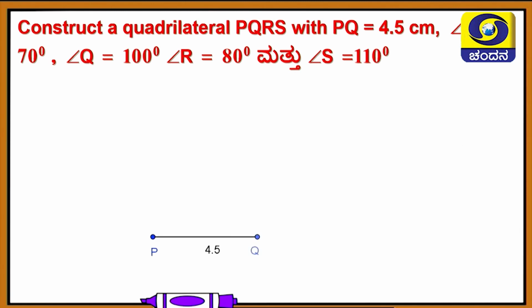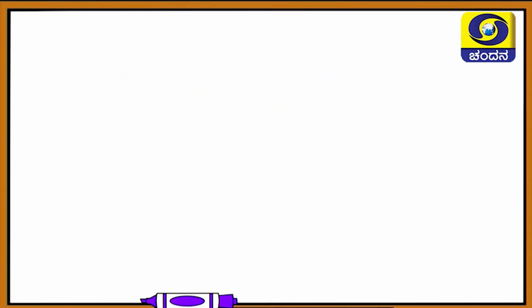PQ as base, that is 4.5 centimeter. We know angle P, that is 70 degree. I am drawing that line. And we know angle Q, that is 100 degree. I am drawing that line. Now they have given angle R and angle S. Where is that point R? How is it possible for us to identify that point? No, it is not possible, because what may be the length of QR? We do not know. So it is not possible for us to construct a quadrilateral when 4 angles and one side are given. Observe here, children.